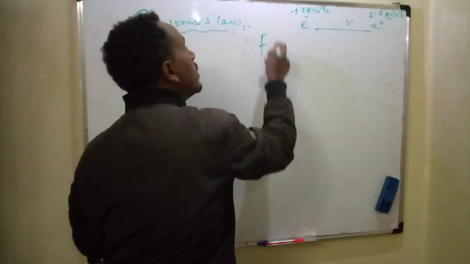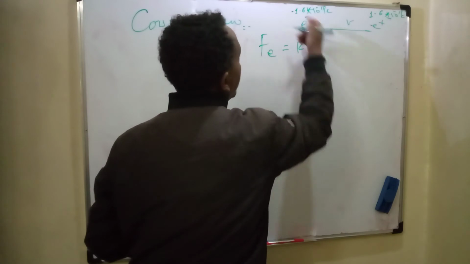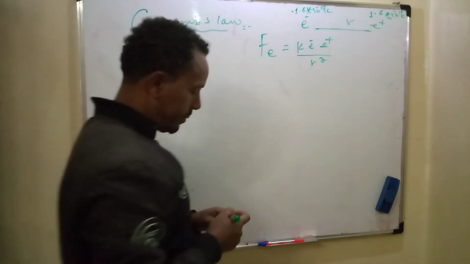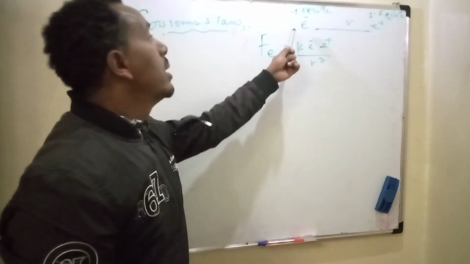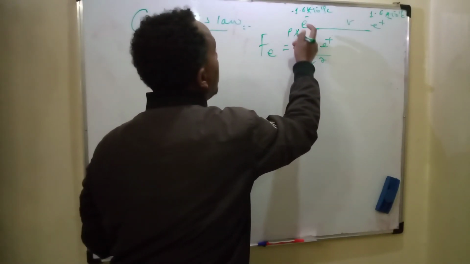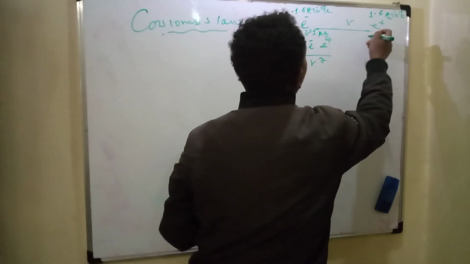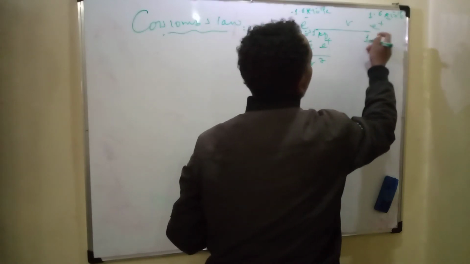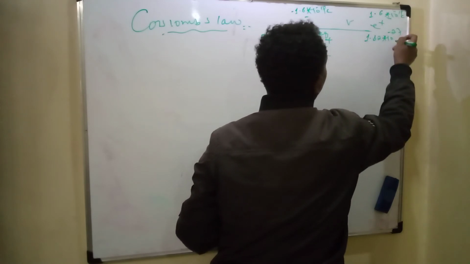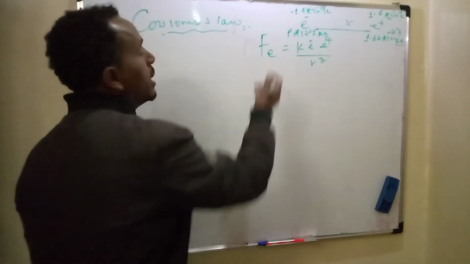So, electrostatic force is equal to K times the charge carried by the electron times the charge carried by the proton over R squared. In a similar way, electrons have their own mass. The mass of an electron is around 9 times 10 to the power of minus 31 kilogram, and the mass of one proton is equal to 1.62 times 10 to the power of minus 27 kilogram. This is the mass of proton, and this is the mass of electron.